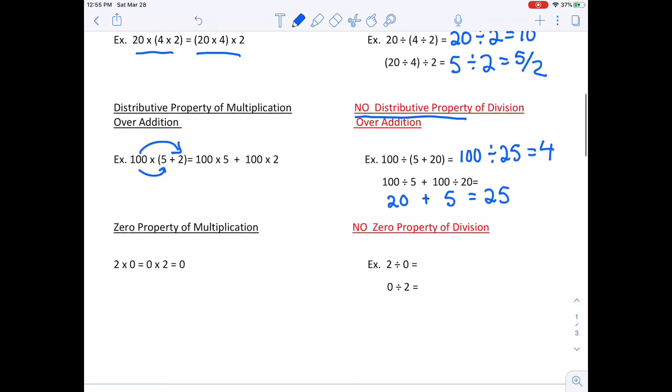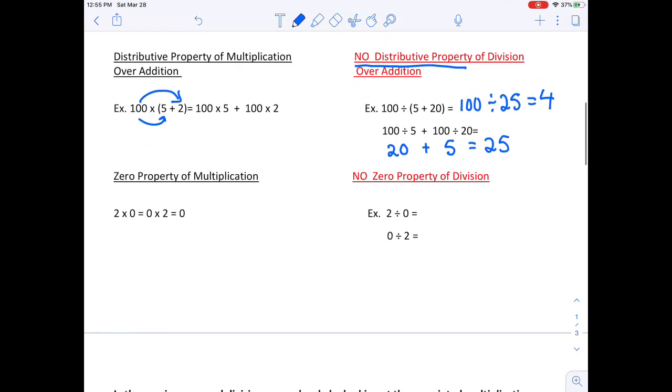We didn't really talk about a 0 property with multiplication, but as you know, we can multiply any number by 0 and we get 0 as the product. In division, we're going to have to stop and think a little bit more deeply about this.